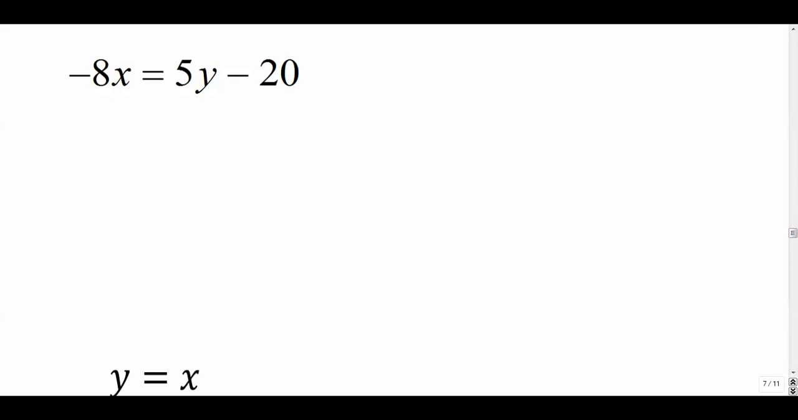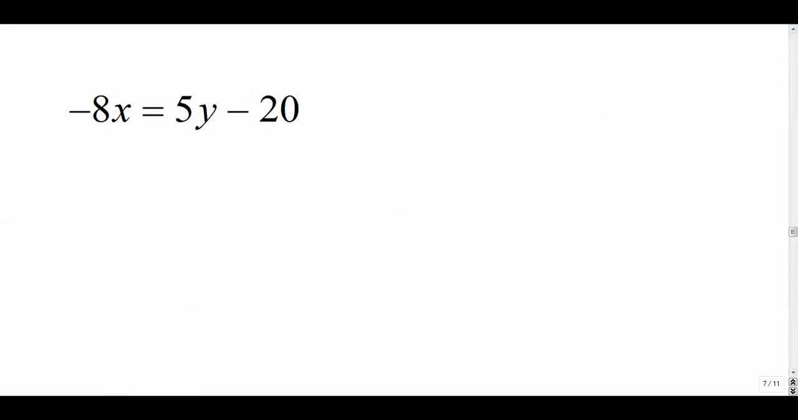Something like this, if I ever ask you to tell me the slope and y-intercept of this, you would first have to get it into the right format. Y equals mx plus b. You can also get it into mx plus b equals y. They're the same thing. Doesn't really matter where the y is. So the y is on the right. I'm going to keep it like that.